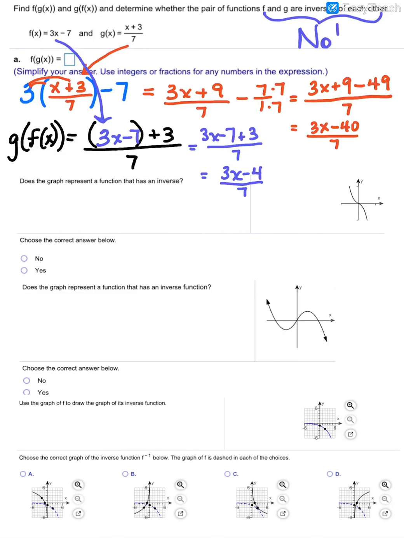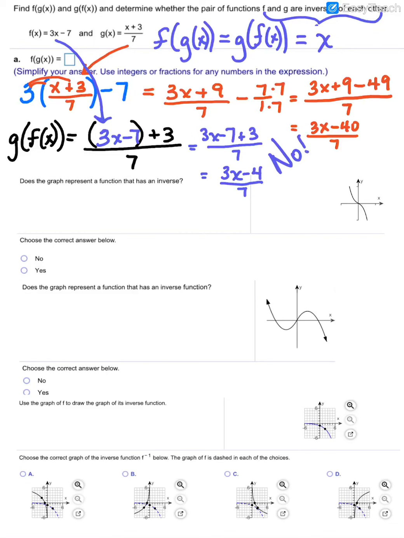Now, in this case, when they ask to determine whether they are inverses of each other, the answer is going to be no. The way I know it's no is because in order to be inverses, when you compose f with g and you compose g with f, not only should they be equal to each other, they should also equal x in both cases. So if they don't, like I have down here, then the answer is no.